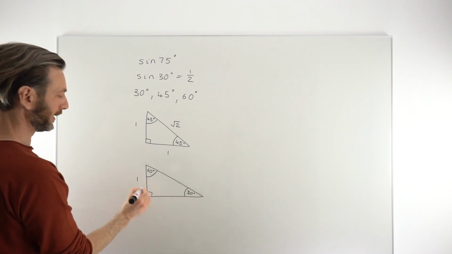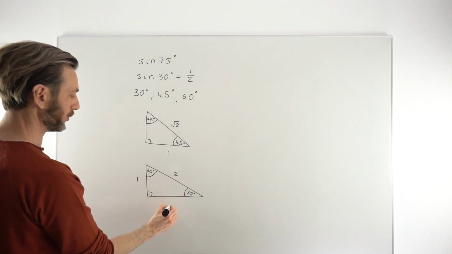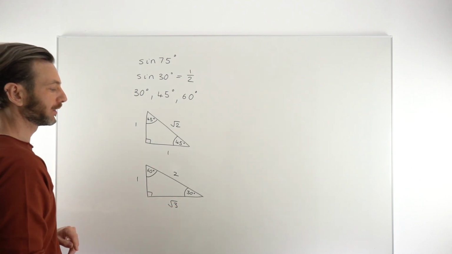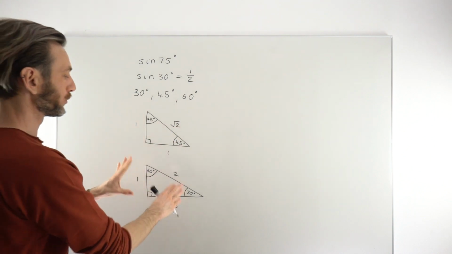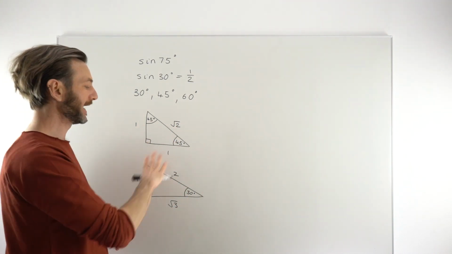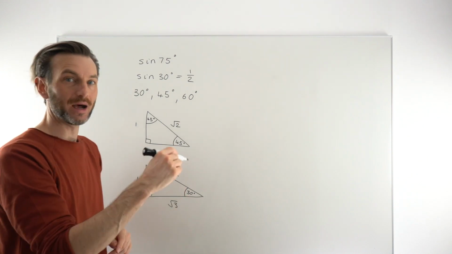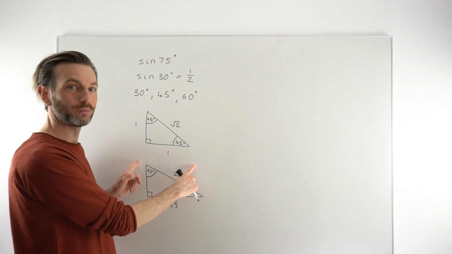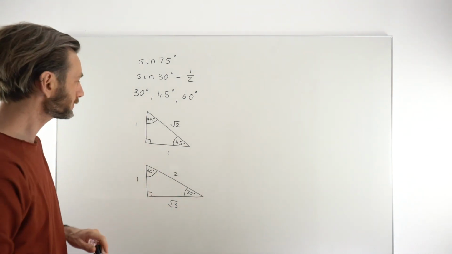And this one has side lengths 1, 2 on the hypotenuse, and then by Pythagoras that would be √3 down there. These two triangles are really, really powerful, really useful in trigonometry, and if you're doing any trig non-calculator, like manually, you just basically need to know these, so spend some time trying to commit these to memory.